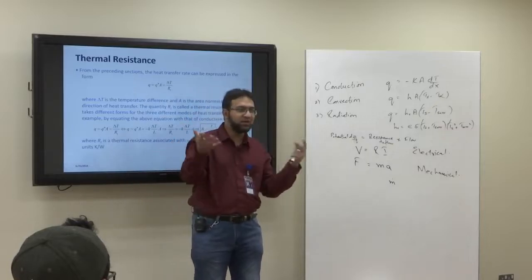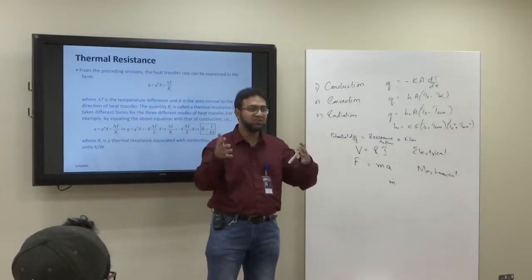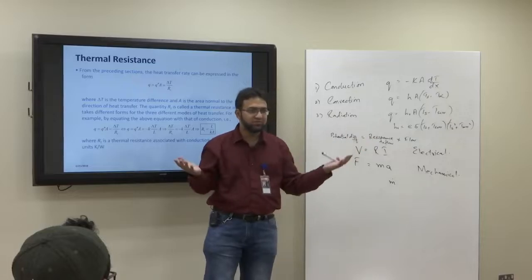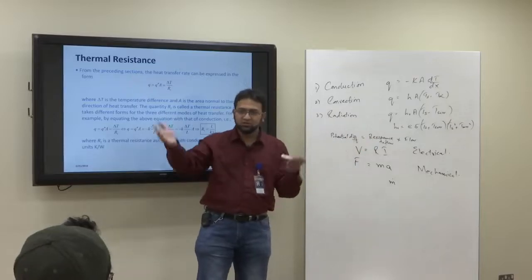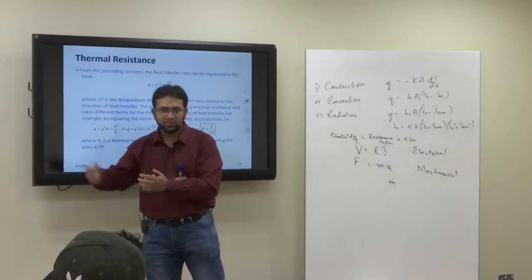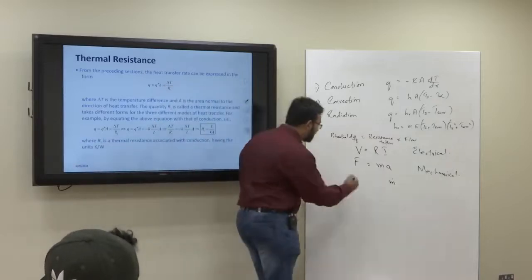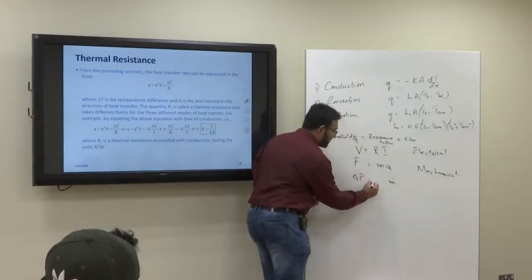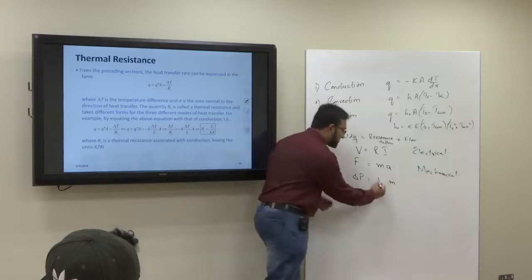What is the reason for the mass to flow? What is the thing that causes the mass to flow? Pressure difference. You need to generate a pressure difference for the mass to flow. So the potential difference here was delta P. Okay? And then you have the resistance.